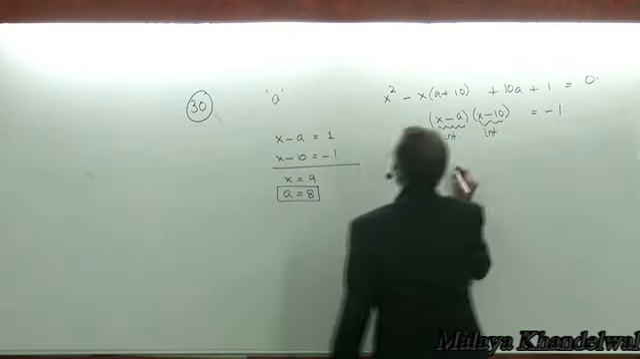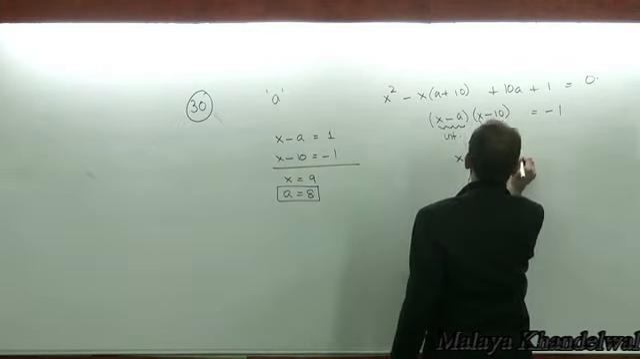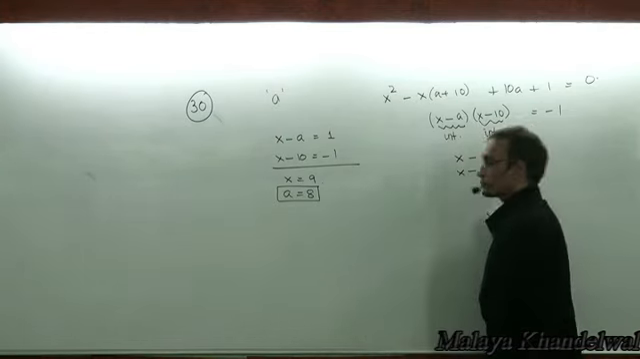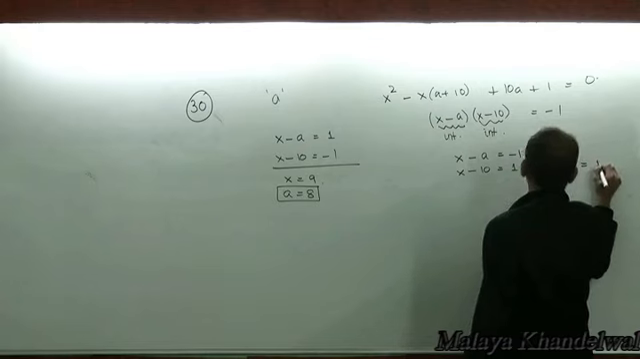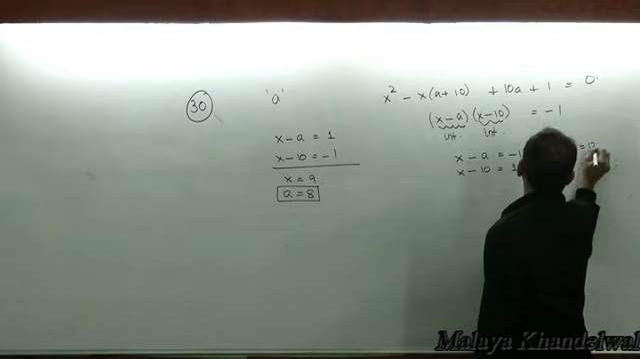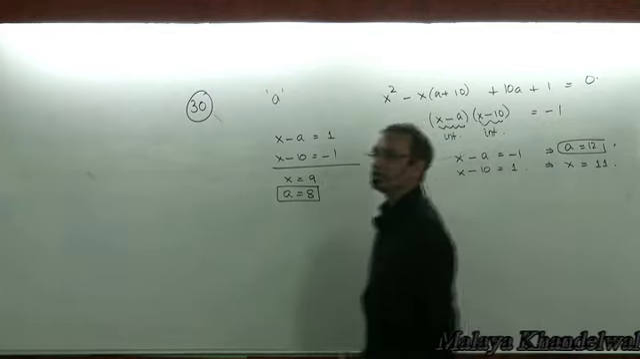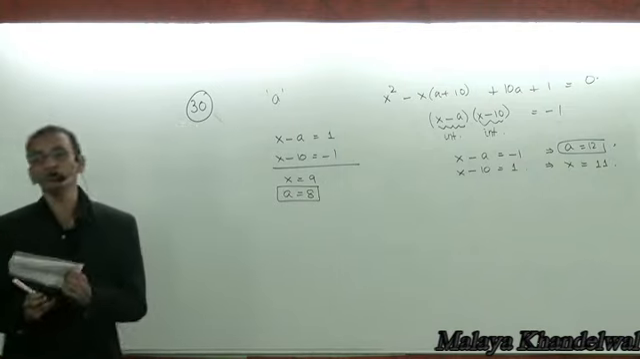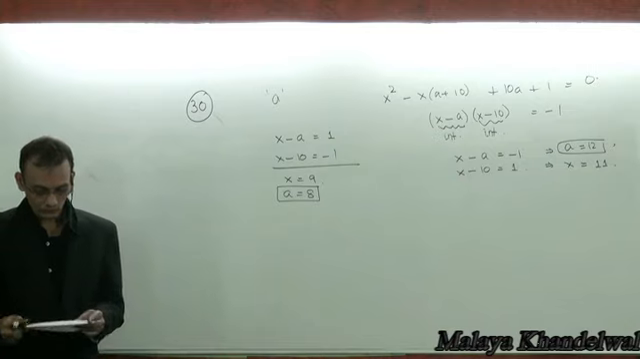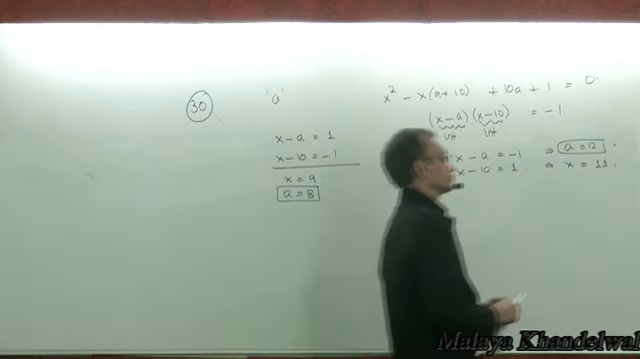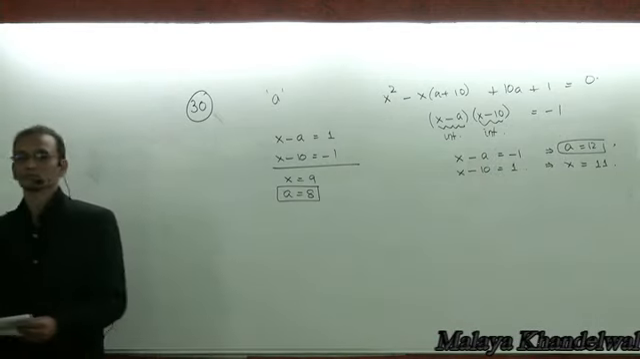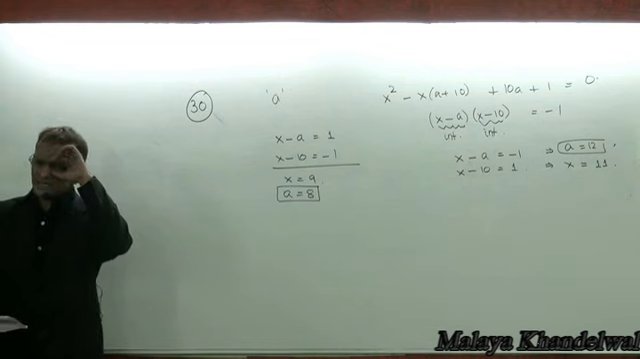The other possibility: x minus a equal to minus 1 and x minus 10 equal to plus 1. This gives me x equal to 11. Now if you plug in x equal to 11, you get a equal to 12. So a equal to 8 and 12 will give you integer roots x. I discussed a similar problem yesterday in the class, right?